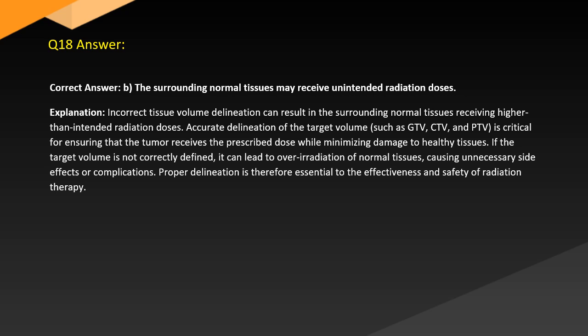Answer. Correct answer: B. The surrounding normal tissues may receive unintended radiation doses. Explanation: Incorrect tissue volume delineation can result in the surrounding normal tissues receiving higher than intended radiation doses. Accurate delineation of the target volume is critical for ensuring that the tumor receives the prescribed dose while minimizing damage to healthy tissues. If the target volume is not correctly defined, it can lead to overradiation of normal tissues, causing unnecessary side effects or complications. Proper delineation is therefore essential to the effectiveness and safety of radiation therapy.